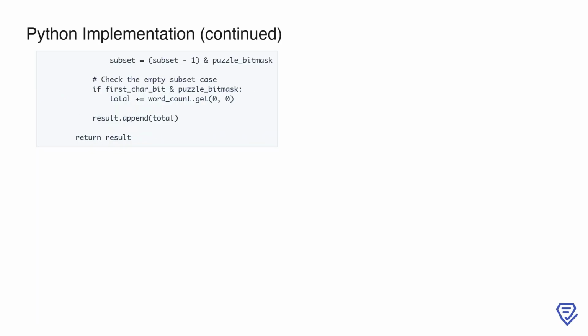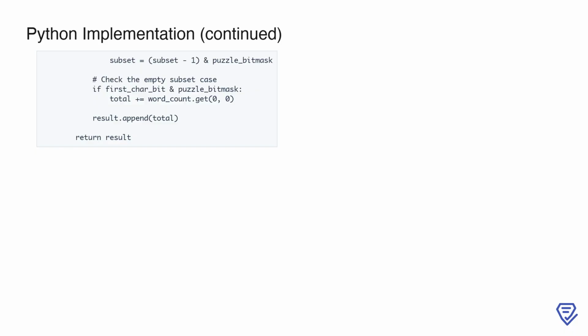To iterate through the subsets of the puzzle's bitmask, we use a while loop. The key here is that each subset represents a specific combination of letters from the puzzle. Within the loop, we check if the subset includes the first letter of the puzzle using a bitwise AND operation. If it does, we add the count of words corresponding to the current subset to the total, retrieving the count from our word_count dictionary. After processing the current subset, we update it to generate the next subset by removing one bit and ensuring it's still a valid subset of the puzzle's bitmask.